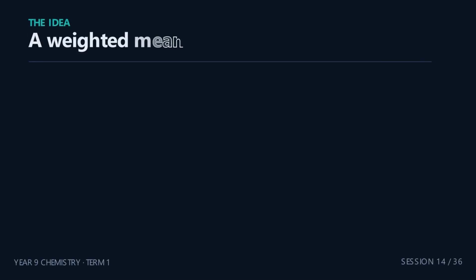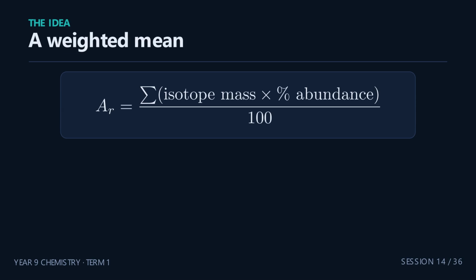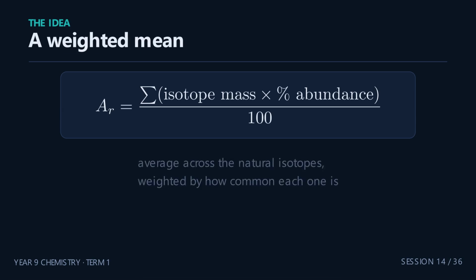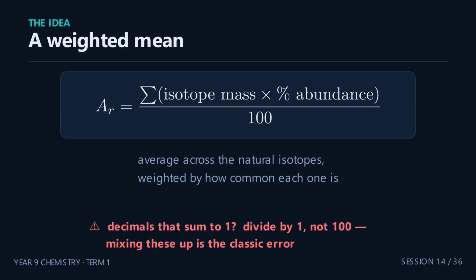The idea first. The relative atomic mass on the periodic table is an average across the naturally occurring isotopes weighted by how common each isotope is. The formula: AR equals the sum of each isotope mass times its percentage abundance, all divided by 100. One warning: if the abundances are decimals that already sum to 1, you divide by 1, not 100. Mixing those up is the classic error.